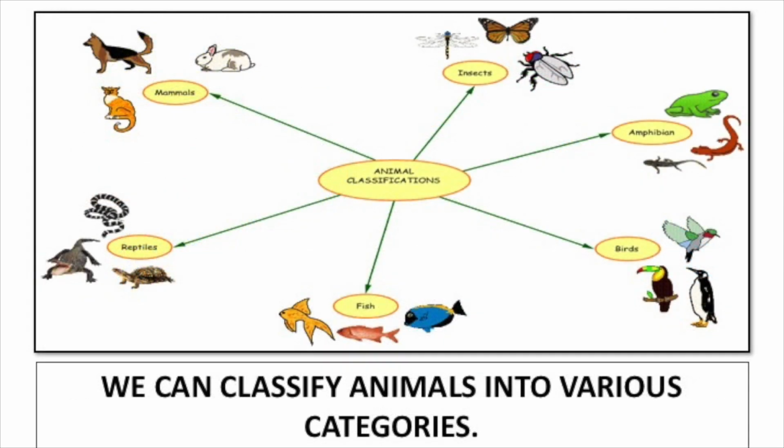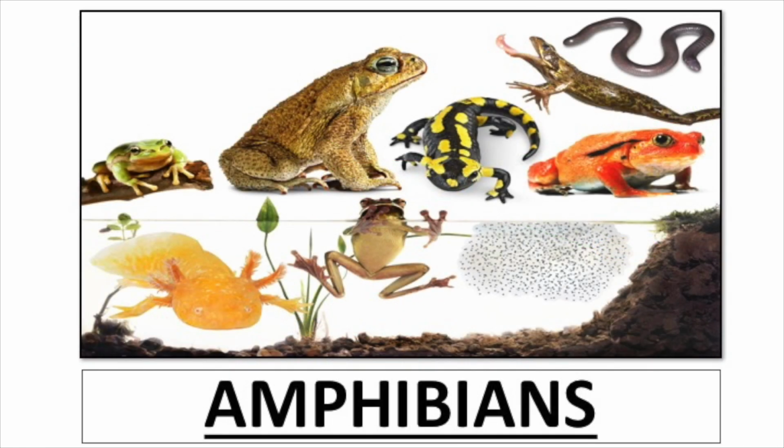We can classify animals into various categories. We've already looked at mammals, reptiles, and fish. So today we'll look at amphibians, birds, and insects. So the first category, amphibians. Now look at the picture, guys. What do you think amphibians means? Any ideas? Okay. Yes, frog is a good example.